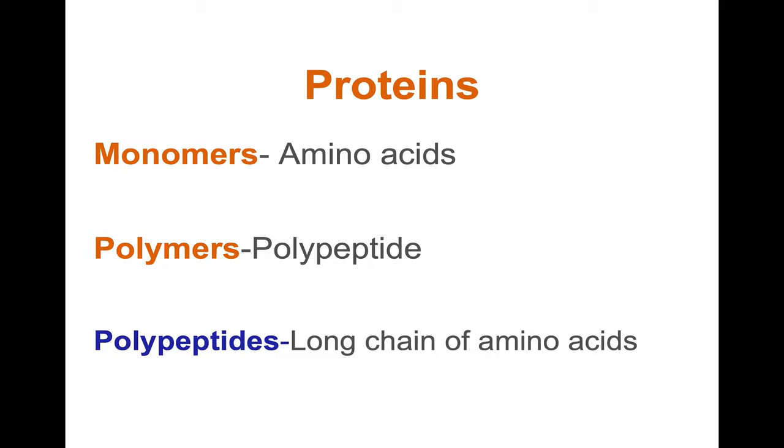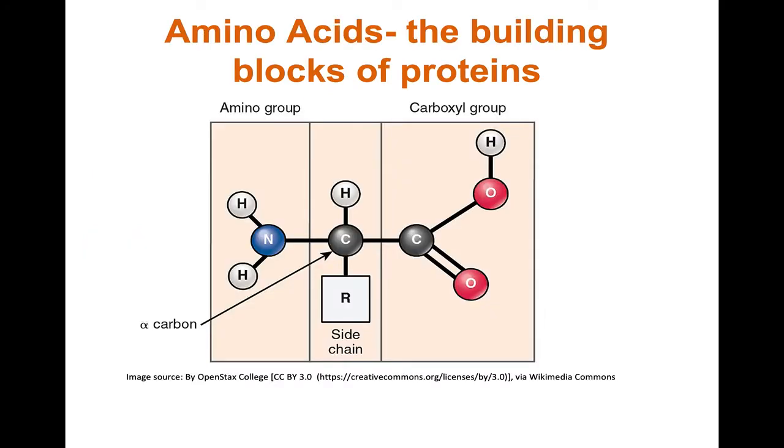So proteins are polymers, and the monomers that are used to make proteins are amino acids. When we attach a number of different amino acids end over end using covalent bonds, we form a polypeptide, which, poly means many. A polypeptide is a long chain of amino acids. What do amino acids look like? Let's spend some time to go over the different parts of an amino acid.